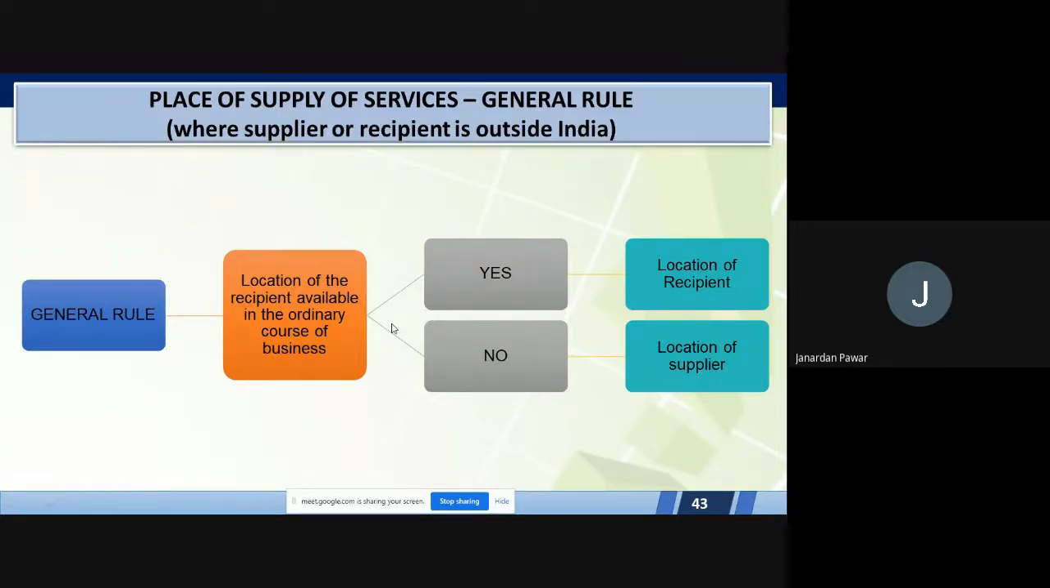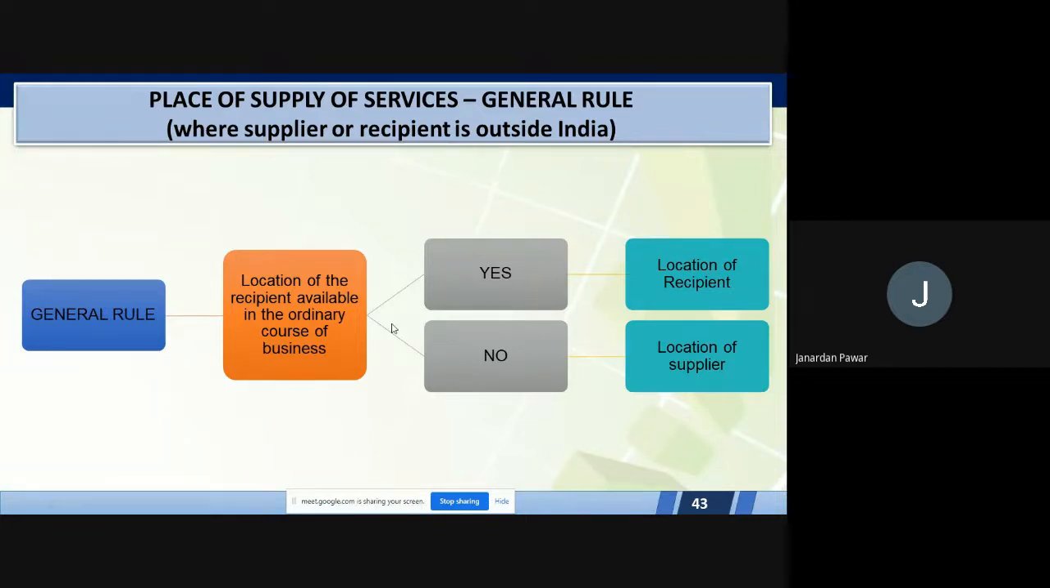So what is the general rule? Look at the rule now. Location of the recipient available in the ordinary course of business. Whatever is the location which is available in ordinary course of business, that could be the place of supply. If it is available, if it is yes, then location of the recipient. If the location of the recipient is not ordinarily available, if it is no, then location of the supplier. If the location of the supplier is available with the supplier, then location of the recipient. If the location of the recipient is not available with the supplier, in that case, location of the supplier is called as place of supply.